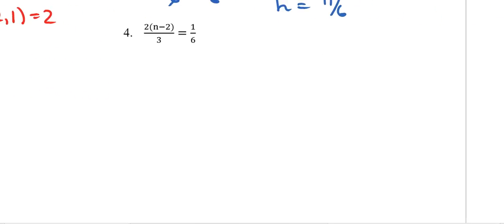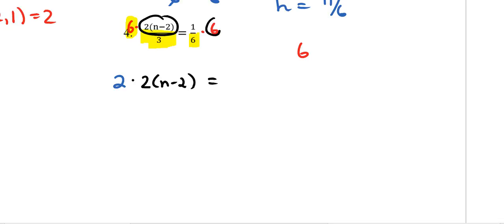Same thing with number 4. If I look at this 3 and this 6, the least common multiple between 3 and 6 is actually going to be 6. So I can multiply both sides by the LCM, which is 6. And then I just do the math. What is 6 divided by this 3? Well, 6 divided by 3 is 2. And then this whole thing will just tag along.